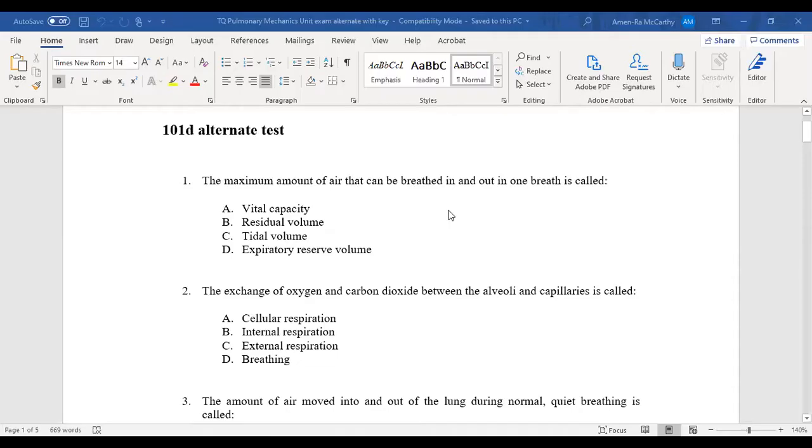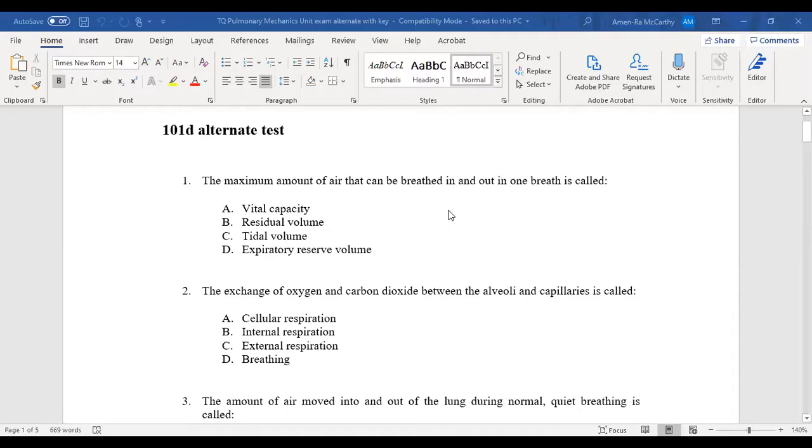There you go. Vital capacity, the maximum. See, that's why you have to really look at the wording. The maximum amount of air that can be inhaled and out is vital capacity. Tidal volume would be normal gas that's moved during quiet inhalation and quiet exhalation, or normal in and normal out, right? But the maximum in and maximum out would be vital capacity.